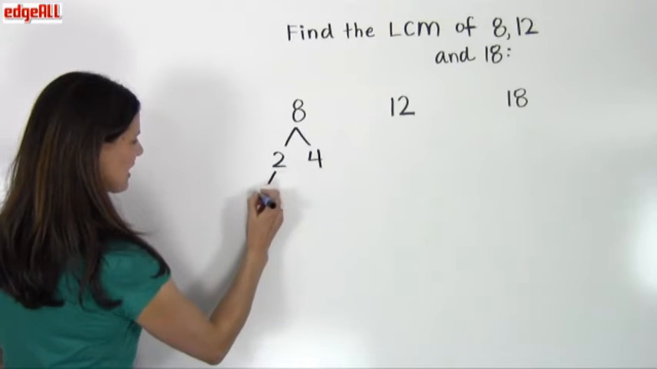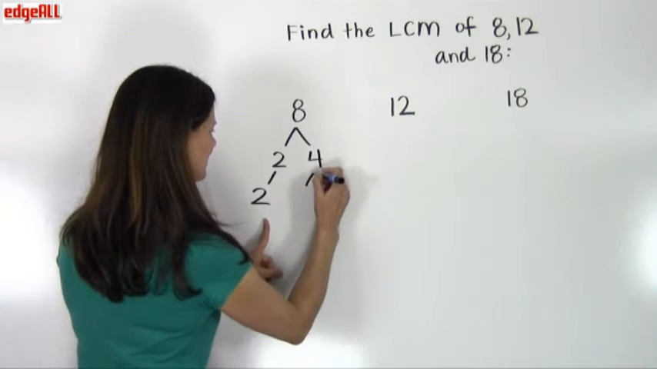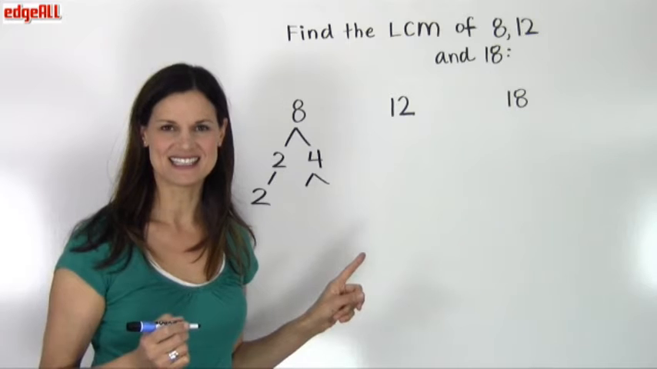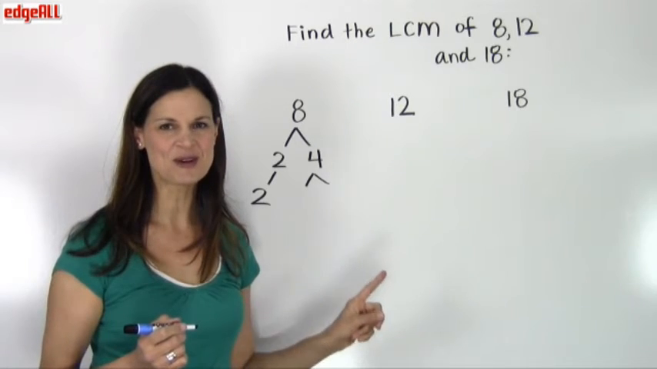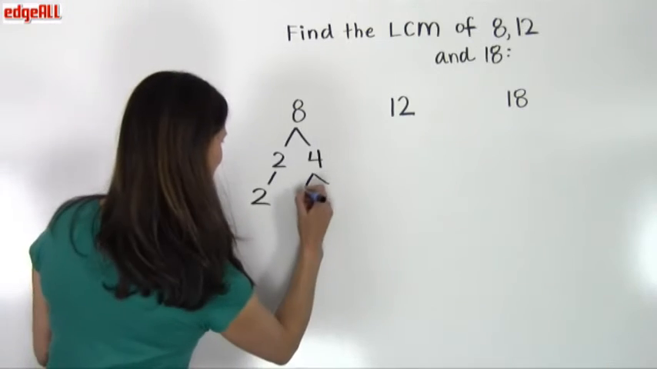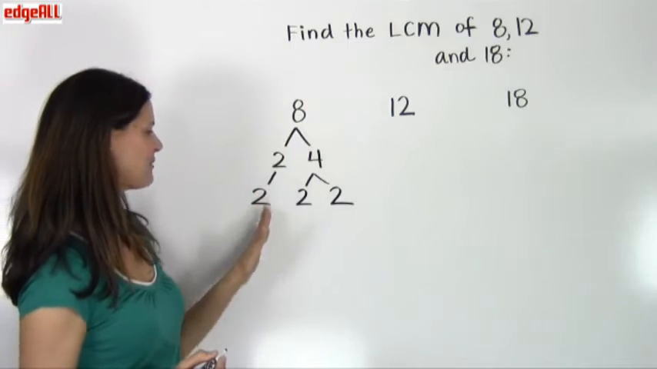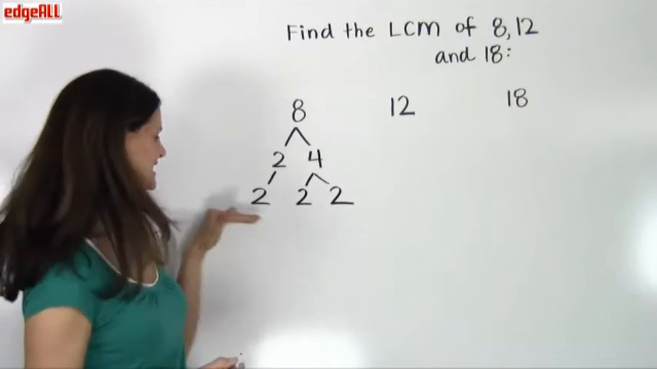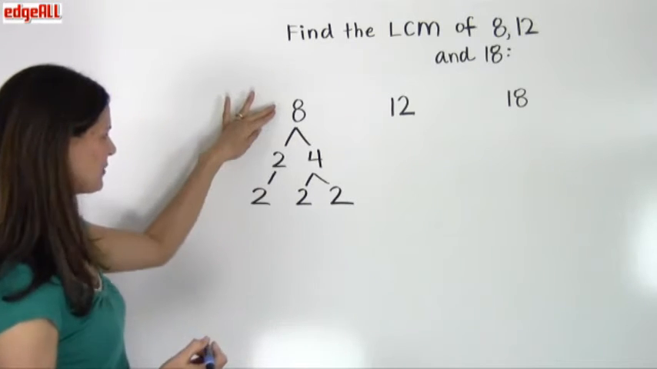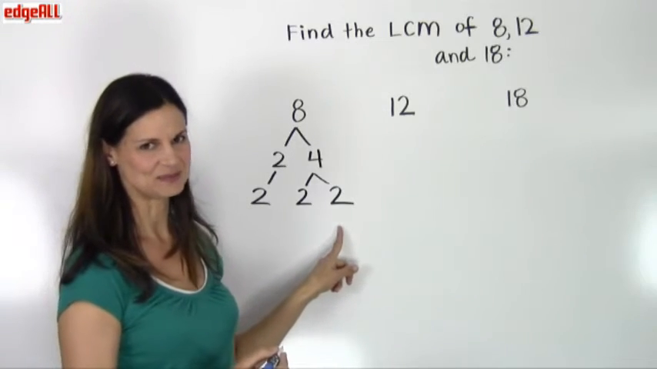Since 2 is a prime number, I leave it alone and set it over here, and then I work on breaking down the 4. 4 is an even number, and so it's divisible by 2, and we know that 4 divided by 2 equals 2, or 2 times 2 equals 4. So I can put my 2 2's here. So I can see that I'm finished now because this level of my pyramid has all prime numbers. So the prime factorization of 8 is 2 times 2 times 2.